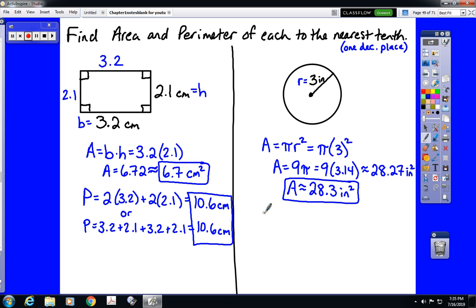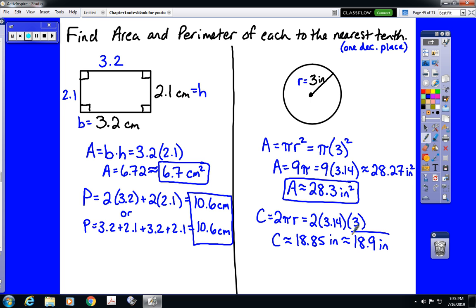Now, circles do not have perimeter, they have circumference. So we're going to do 2 pi r. Again, we are approximating, so we're going to plug in 3.14 for pi and 3 for the radius, which would be approximately 18.85 inches, which we are going to round up to 18.9. Area and circumference. Let's do a couple more.